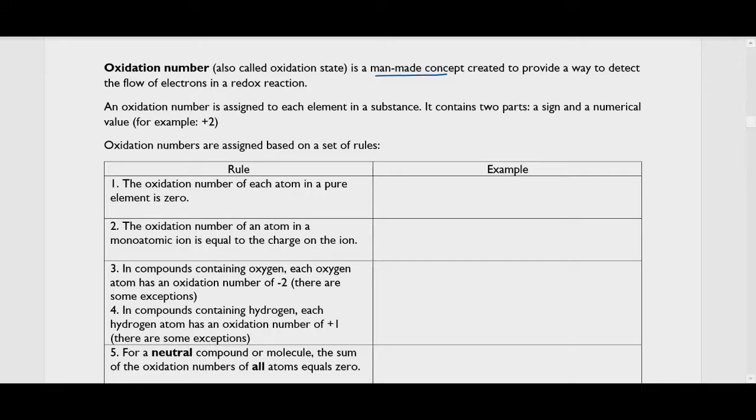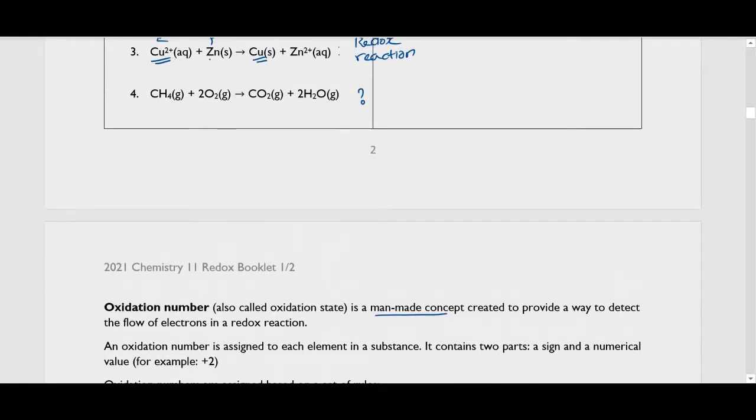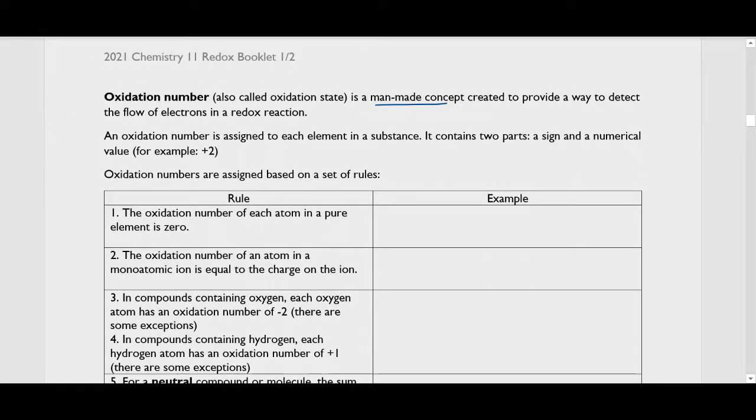So you would use oxidation number especially in the example that I just showed you earlier, when everything is covalent and you can't really tell whether or not there has been a transfer of electrons. That's when oxidation number comes in. An oxidation number is assigned to each element in a substance, and it contains 2 parts. You have a sign, and then you have a numerical value. So, for example, positive 2 is the way that you would write an oxidation number. This is just to set it apart from the charge of an element. Charge is normally the number first and then the sign, and with oxidation number it is the opposite.